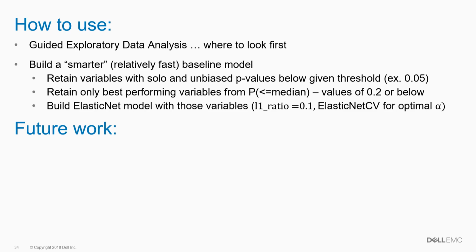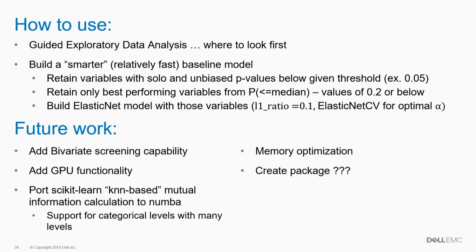I talked about adding the bivariate screening capability and adding the GPU functionality. Third is porting the scikit-learn k-nearest neighbors-based mutual information estimation calculation to Numba. What this will allow you to do, from a business perspective, is take high cardinality variables and combine them with continuous ones without having to worry about binning or how many bins you want. It's a really nice measure, and it came from a paper from somewhere around 2014.